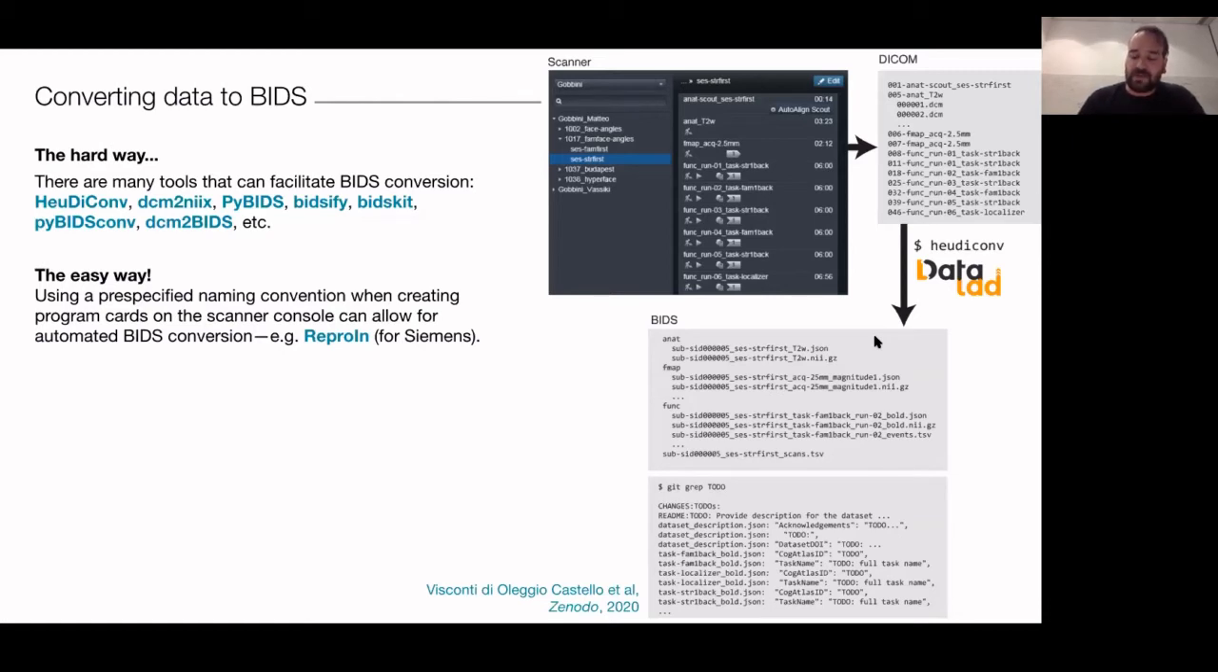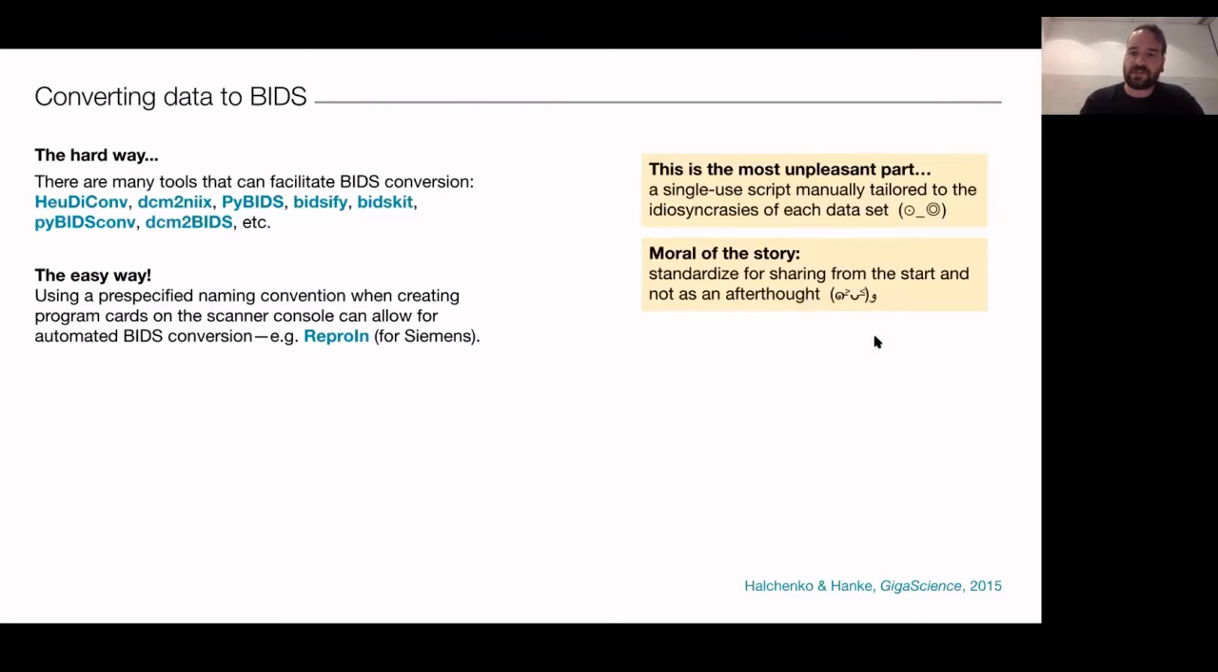At Princeton here, I think the vast majority of people that are now scanning at Princeton are also using the ReproIn convention and doing automatic BIDS conversion with dcm2bids. So the moral of the story here is, start thinking about sharing and standardization from the start.